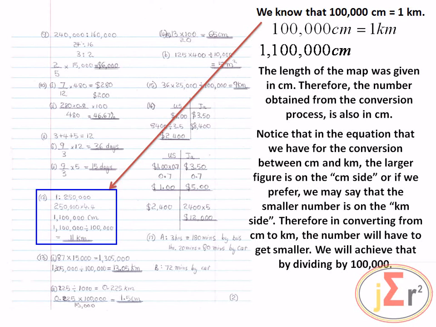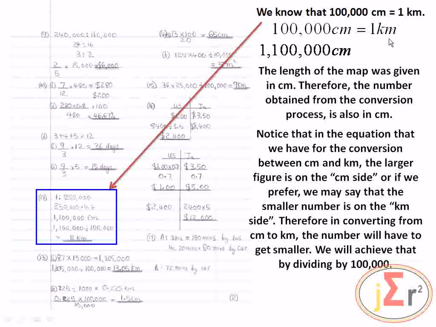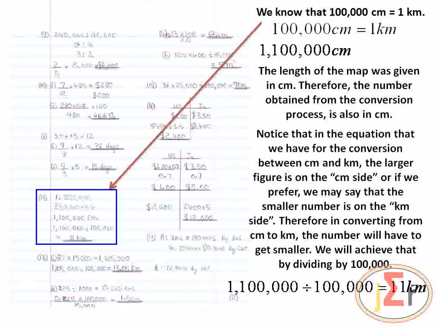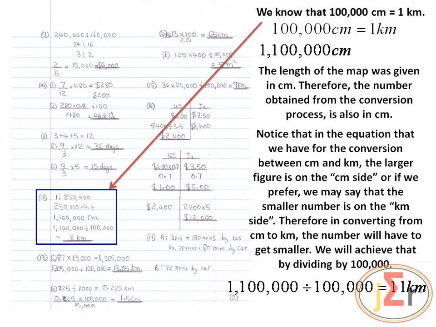We will achieve that by dividing by 100,000, which is the number that we have in the conversion factor. So we are going to the smaller, not smaller unit, because a kilometer is 100,000 times a centimeter. But the number that accompanies the unit is smaller. So when we divide 1,100,000 by 100,000, we get 11, and that's 11 kilometers.